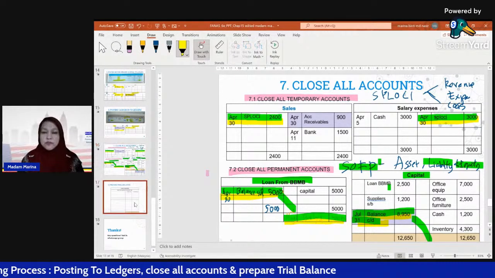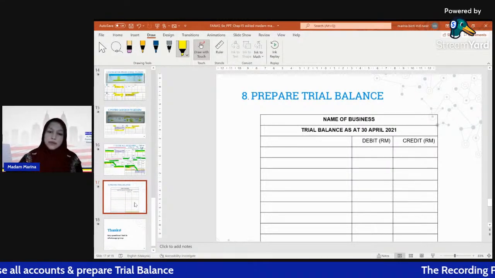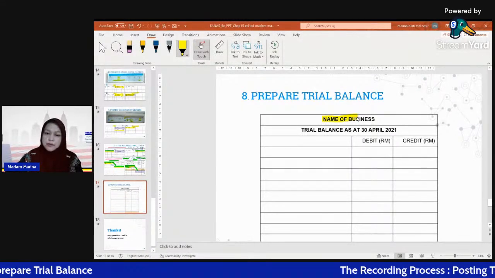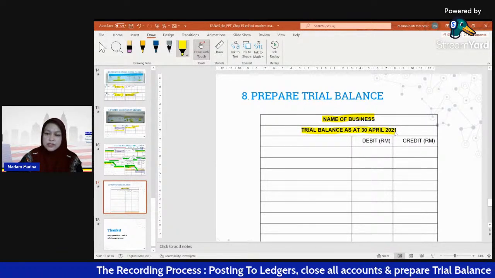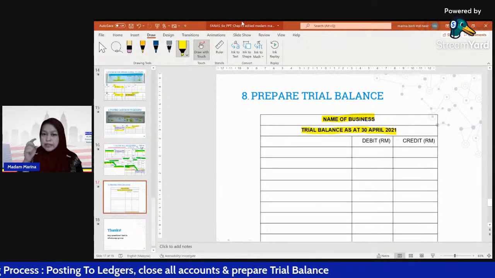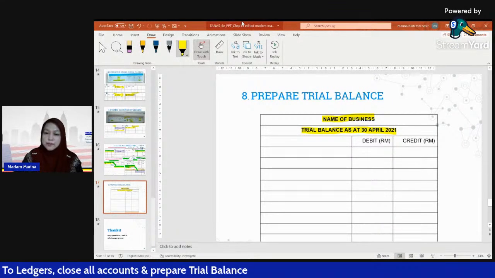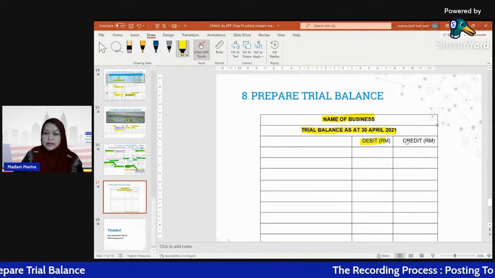Okay, this is the format of our trial balance. We have the name of business. We have the trial balance title: trial balance as at 30 April 2021. Okay, so 30 April, so capital will be adjusted to 30 April, not 31 August. We have two columns, debit and credit column.